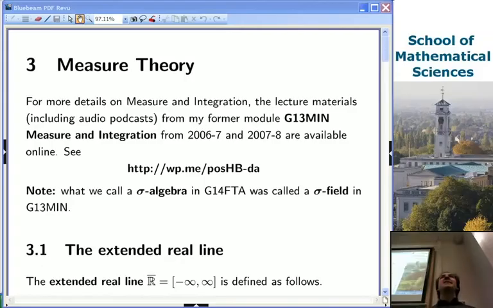Okay, so welcome to our first little section on measure theory, which is from chapter 3 in this module. And we're going to start with section 3.1 on the extended real line, which is your big chance to learn how to add and multiply by infinity.